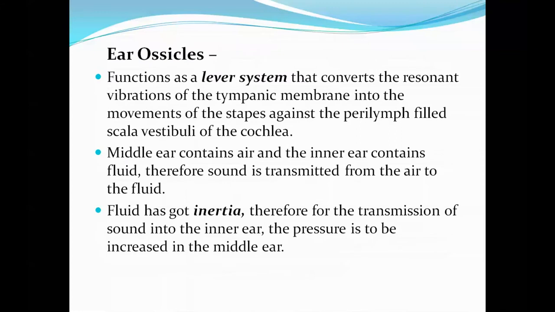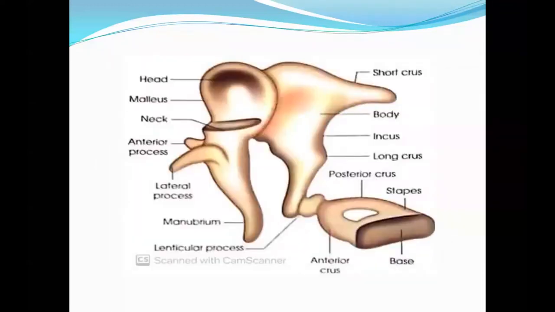Ear ossicles, or auditory ossicles. The function is to act as a lever system that converts the resonant vibrations of the tympanic membrane into the movements of the stapes against the perilymph in the scala vestibuli of the cochlea. Here we can see that these are the malleus, incus, and stapes. These are the three auditory ossicles.